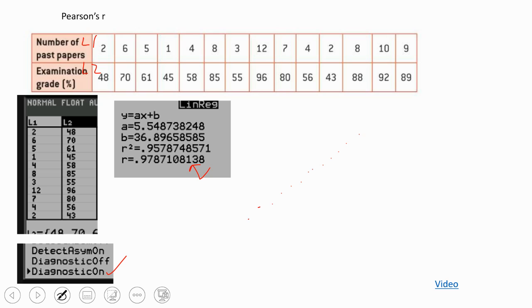There is a line of regression here. Y equals mx plus b. There's my m, 5.55. There's my b, 36.9. So you can use it to predict.